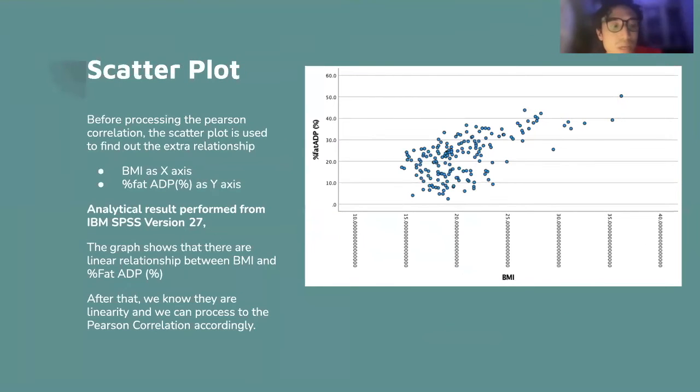Next page, please. So before proceeding to the Pearson correlation, the scatter plot is used to find out the relationship. We put BMI as the x-axis, percentage fat ADP as the y-axis. After using IBM SPSS version 27, the graph shows that there is a linear relationship between BMI and percentage fat ADP. After that, we know they are linear and we can proceed to the Pearson correlation accordingly.